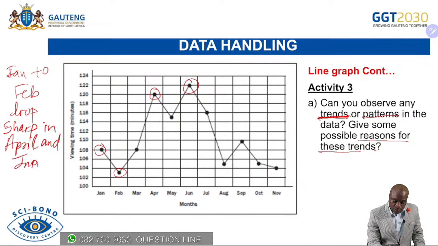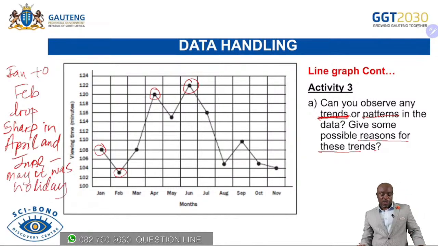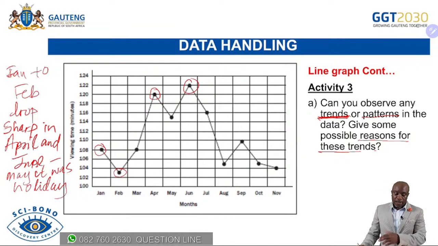What's the possible reason? Maybe it was a holiday. Let me not say maybe. It was a holiday. We know when our school closed. Our school closed in June, and in April as well. And then there is another increase in September. You can see that's a short time span, because in September our holidays are shorter.